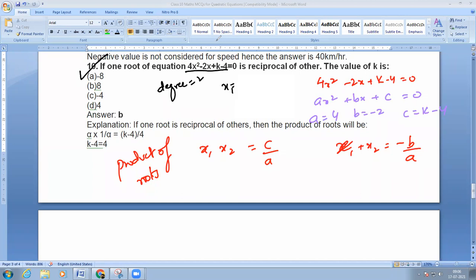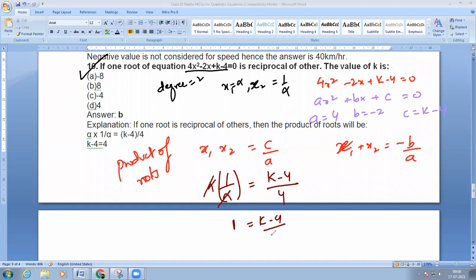So now substituting those values over here, the product of the roots is alpha into 1 upon alpha is equal to c, k minus 4, divided by a, which is 4. So alpha and alpha cancel out, so 1 is left. So k minus 4 divided by 4 is equal to 1, so 4 is equal to k minus 4, k is equal to 8. So the value of k is 8.